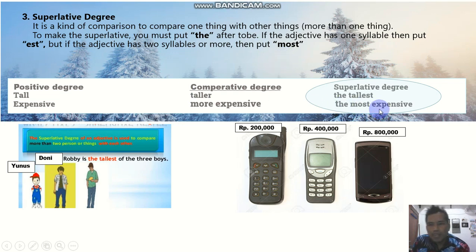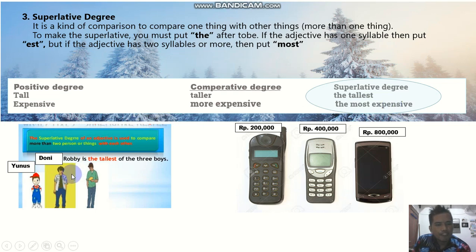Okay, let's focus on superlative degree over here. Tallest comes from tall. This is one syllable, like I mentioned earlier. That's why we put the here and then we put est, the tallest. And then what about expensive here? The most expensive. If you want to make this into superlative degree, we have to put most, the most expensive.